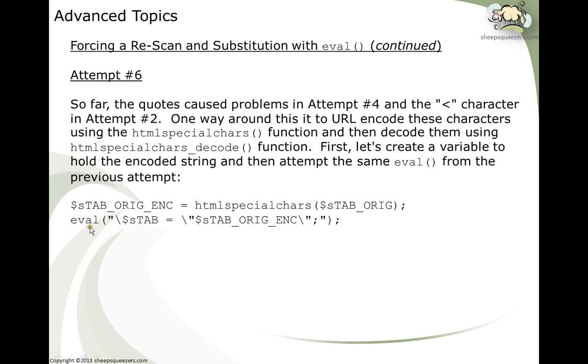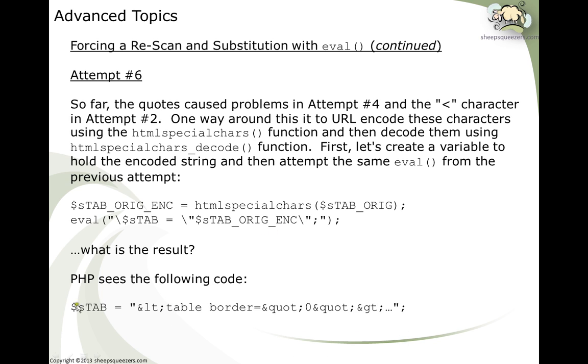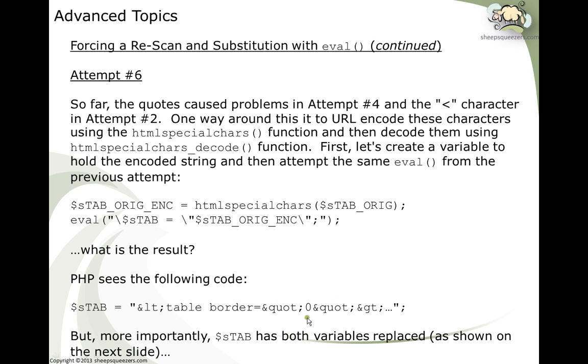And then we're going to use the same eval code as before, except replacing $Stab_orange with the _enc variable. Okay? What's the result? PHP sees the following code, $Stab equals, double quotes, ampersand lt semicolon, and so on and so forth. Here, ampersand quot semicolon, so there's no double quote. So this double quote doesn't end here as it did before, so it's not going to complain about this 0. Cool, and so on and so forth. But more importantly, $Stab has both the variables using the complex substitution syntax replaced, as shown on the next slide.